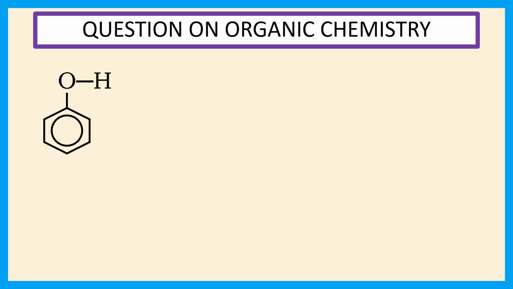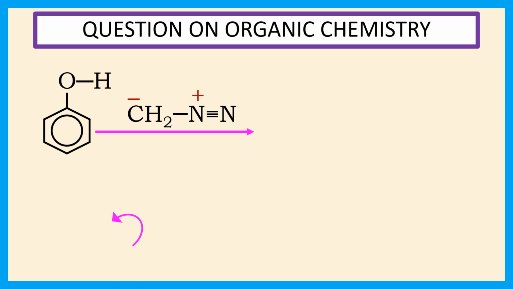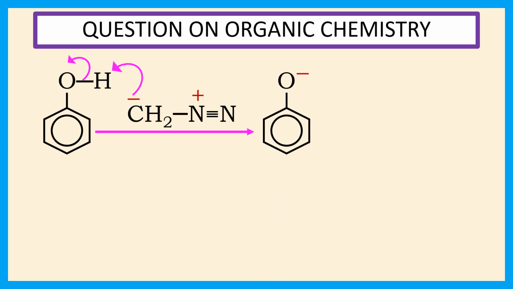This is the phenol and it is the diazomethane. At first CH2- attacks this hydrogen and this bond breaks down. So in the next stage products are phenoxide ion plus CH3-N+≡N.